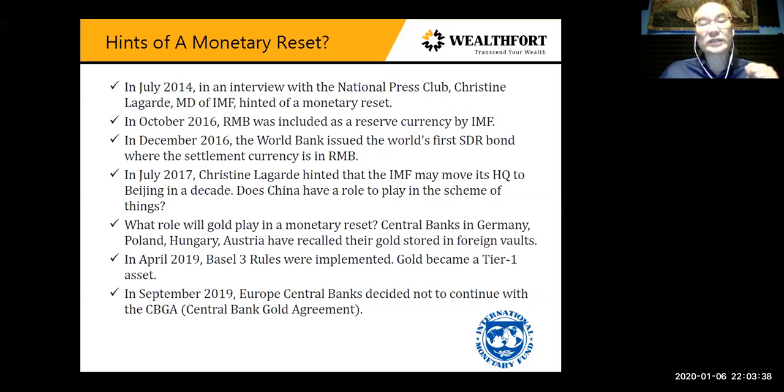In September 2019, Europe's central banks decided not to continue the CBGA, the Central Bank Gold Agreement, which is an agreement based on the controlled selling of gold, which means suppressing the price of gold. So that is already telling you something.